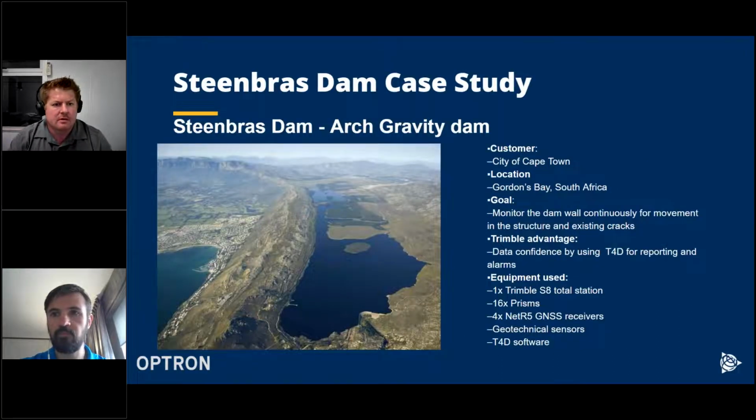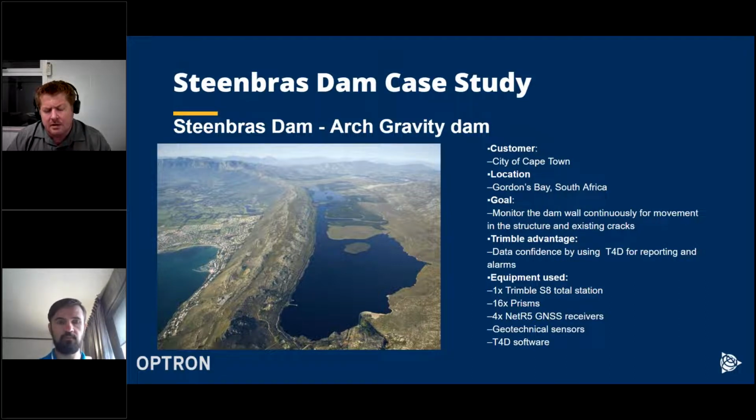Okay, so next we'll do a case study of Steenbras Dam, of the monitoring system we've installed there. So Steenbras Dam consists of a couple of dams. The main dam is an arch gravity dam. The owner of the dam is the city of Cape Town. Location is Gordons Bay in South Africa. It sits on top of the mountain. The goal for this monitoring system is to monitor the dam wall continuously for movement, and there are also some existing cracks that we want to monitor as well.